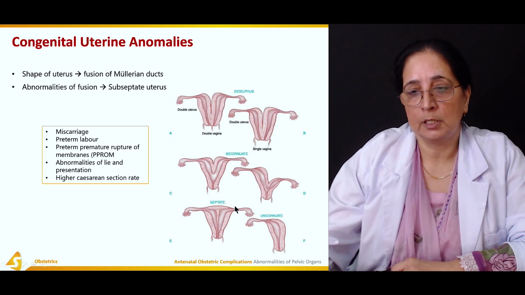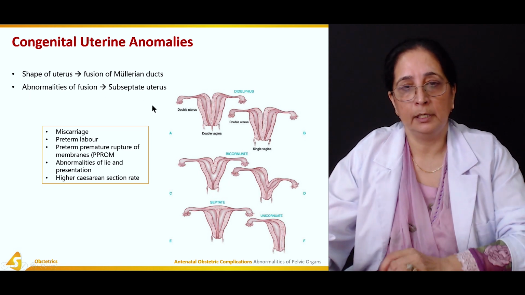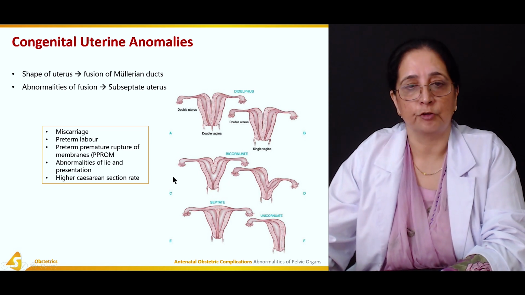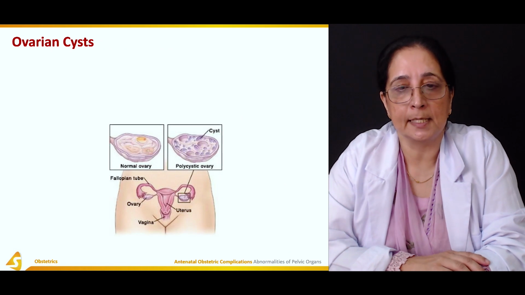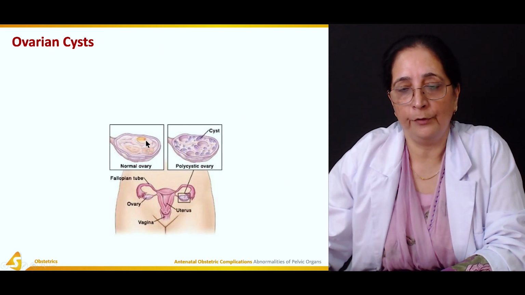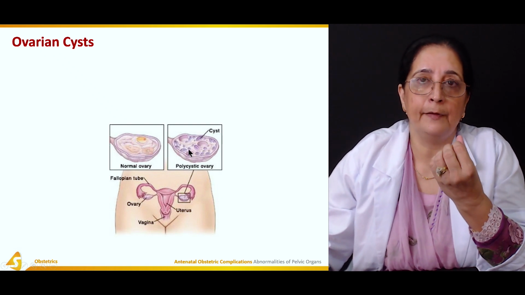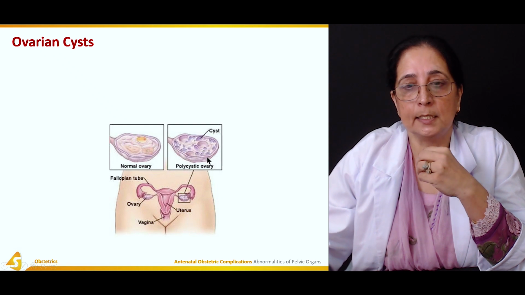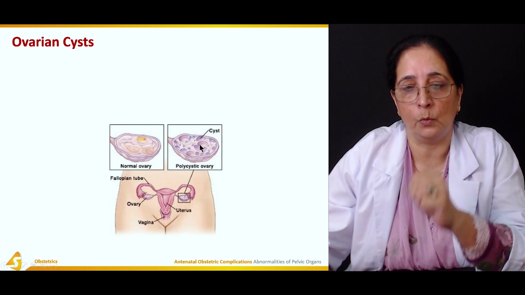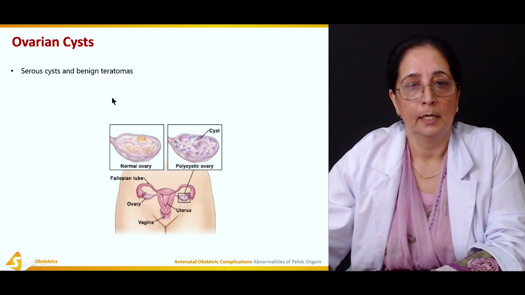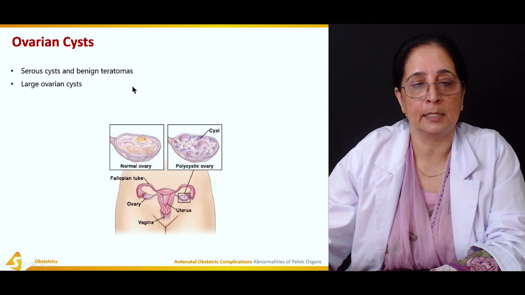Septate uterus is usually because of abnormalities of fusion leading to subseptate uterus. Another abnormality is ovarian cyst. This is the normal ovary. These are ovaries with cysts. Cysts are fluid-filled sacs. So, polycystic ovaries. You can see multiple cysts are present in the ovary. Serous cysts and benign teratomas are present.